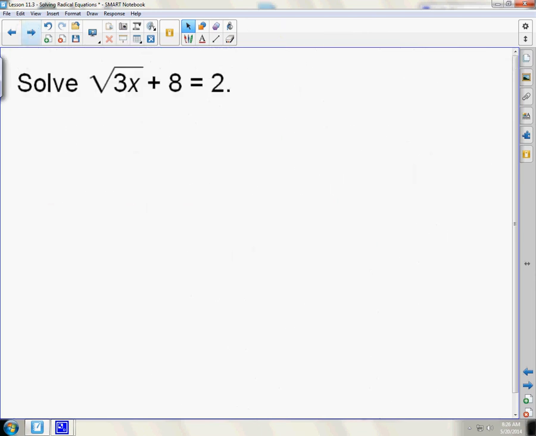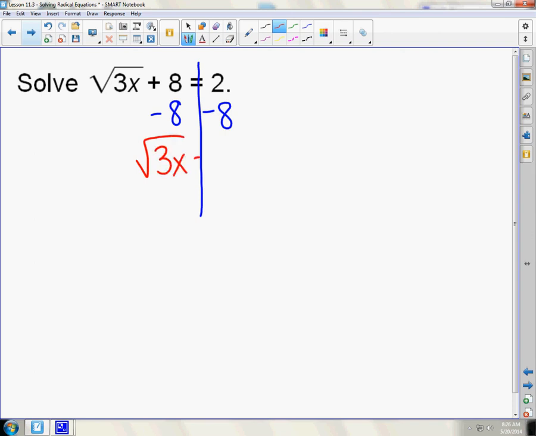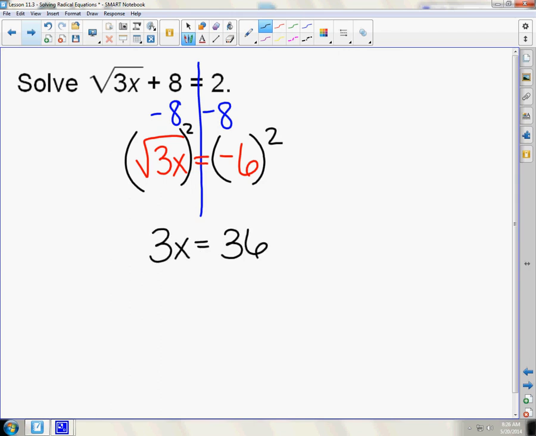Okay, last one. Solve the square root of 3x plus 8 equals 2. So you're going to draw your line and you're going to minus the 8. The 8 is not under the square root sign. So then you have the square root of 3x equals negative 6. And then I'm going to square both sides. So then I'm left with 3x equals 36. And then I divide by 3.